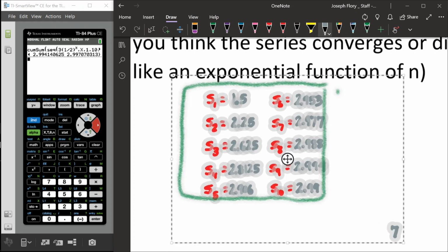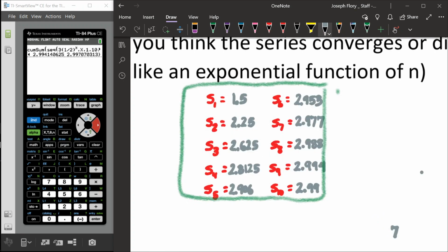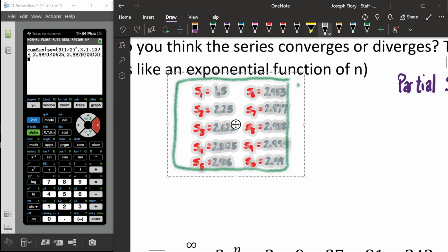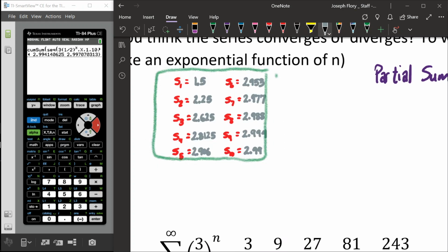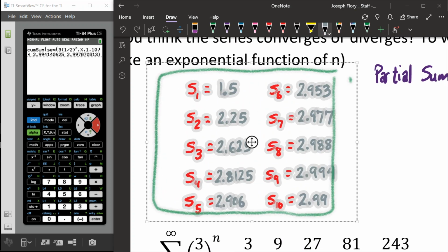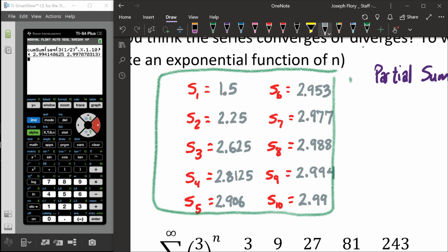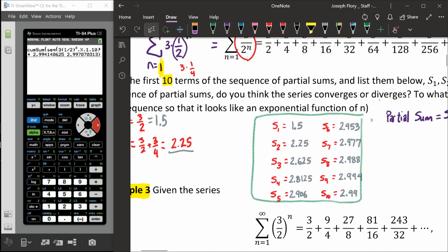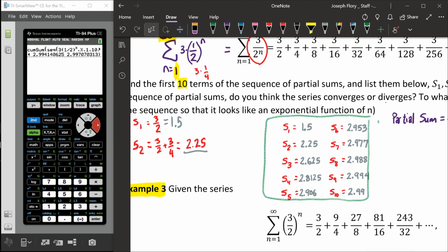Looking at our first 10, let's see if I can make that a little bit bigger. There's our first 10 partial sums. Again, those are summing up that n number of terms each time. So looking at that list, that's different than the last example we were looking at. That definitely looks like it's approaching 3. So the sum as we go out 10 terms looks like it's approaching 3.